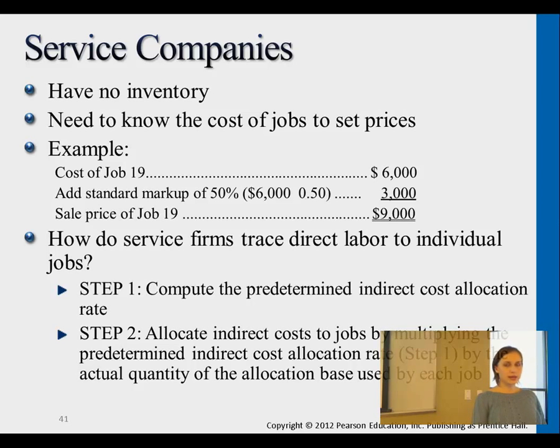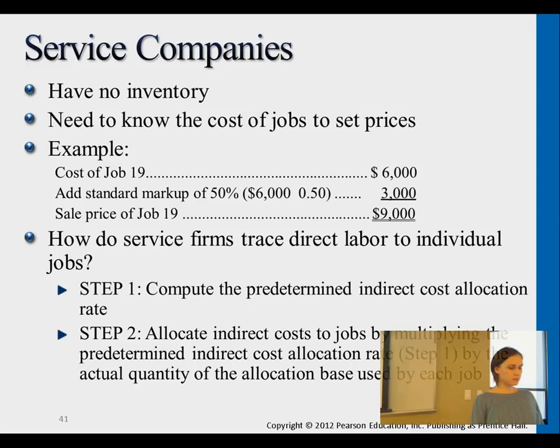So what costs do we have? All our costs are non-inventoriable costs, right? But at the same time, managers do need to know the cost of different jobs so that we price those jobs correctly, so that at the end of the period we do not find ourselves losing money. Okay?